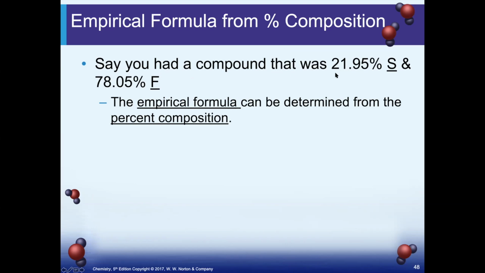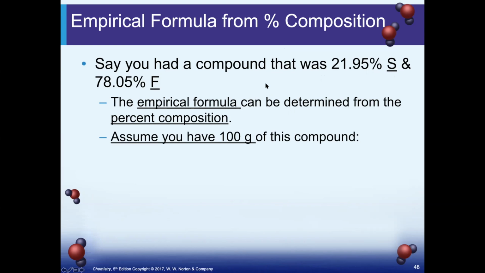Let's say that we had a compound that had sulfur and fluorine in it, and it was 21.95% sulfur, and it was 78.05% fluorine. So the idea here is that the empirical formula can be determined from the percent composition. All right, so here is how we would do that.